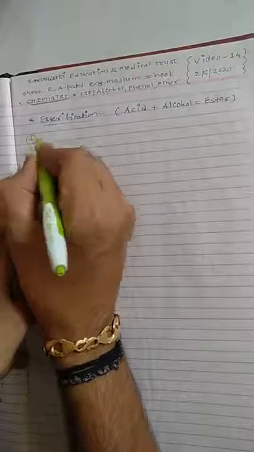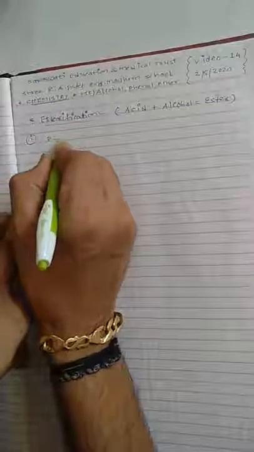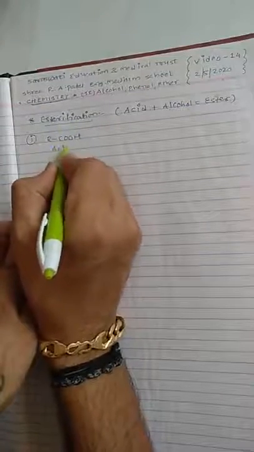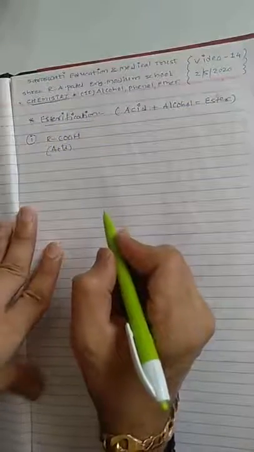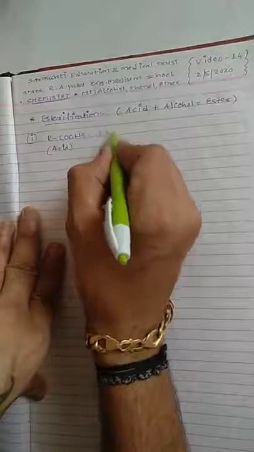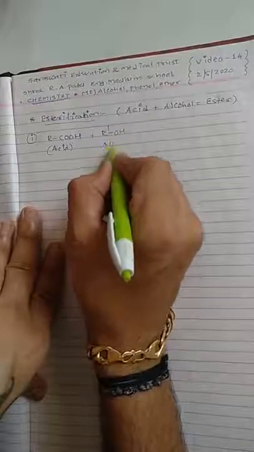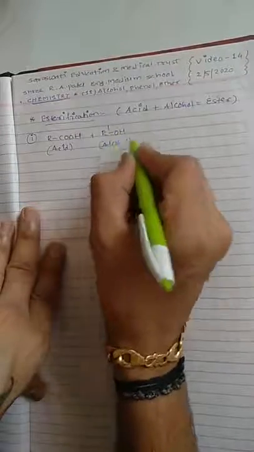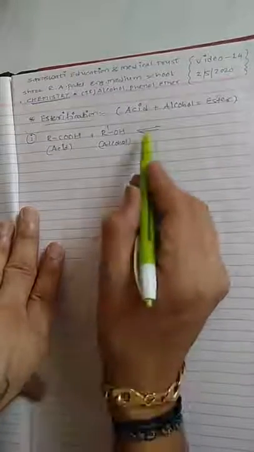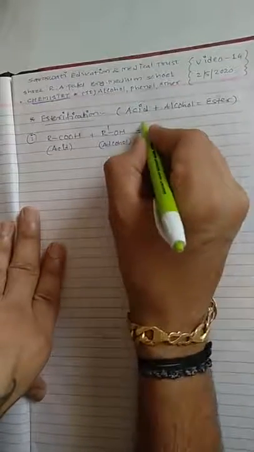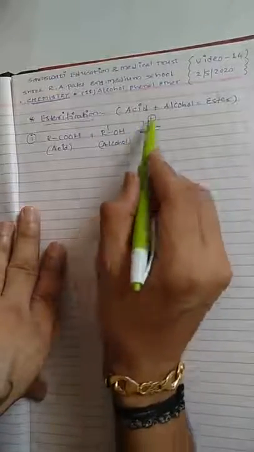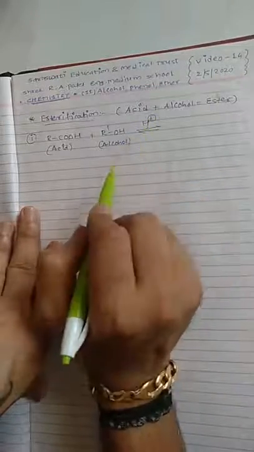So for that purpose I will write reaction number 1, RCOOH. This is carboxylic acid. Now this acid reacts with alcohol, meaning R' OH. Make sure it is a reversible reaction. It is in dynamic equilibrium. This reaction is possible in the presence of acid as a catalyst. Here you can take sulfuric acid as a catalyst.